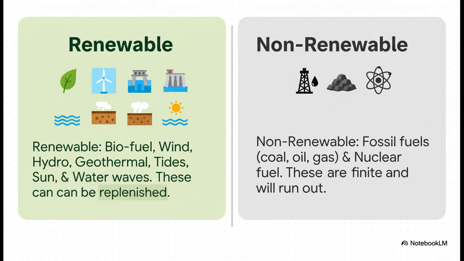Okay, so let's sort our master list into those 2 columns. In the renewable corner, we've got biofuel, wind, hydro, geothermal, tides, the sun, and waves. And in the non-renewable corner, it's the fossil fuels and nuclear fuel. Now, here's a key exam tip. Remember, nuclear is non-renewable. Why? Because the uranium it uses is a limited resource we have to dig out of the ground. Being able to categorize these instantly in your head is a huge advantage.